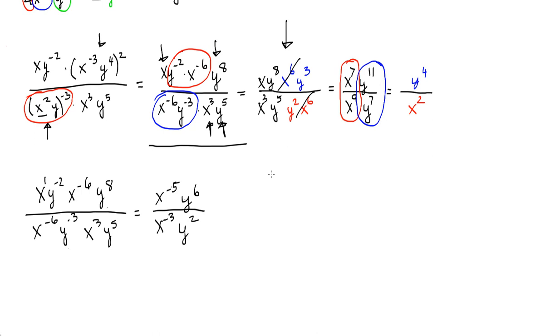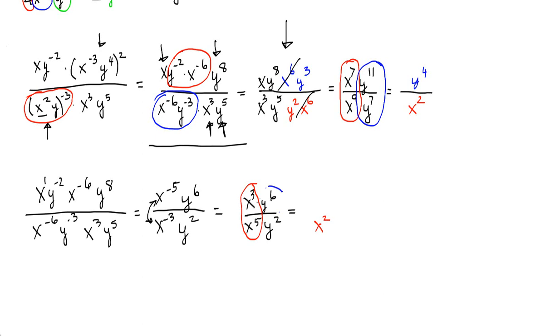Now, again, you've got a number of different ways to deal with this. You could simply switch these two. This x to the negative 5 is going to come down to the bottom as an x to the positive 5, and the x to the negative 3 is going to come up to the top as an x to the 3rd. The y to the 6th and the y squared are going to stay where they are because they have a positive exponent. I've got x to the 3rd on the top, I've got x to the 5th on the bottom. 5 minus 3 is x squared. And that's going to stay, the answer is going to be on the bottom because the 5 is bigger than the 3.